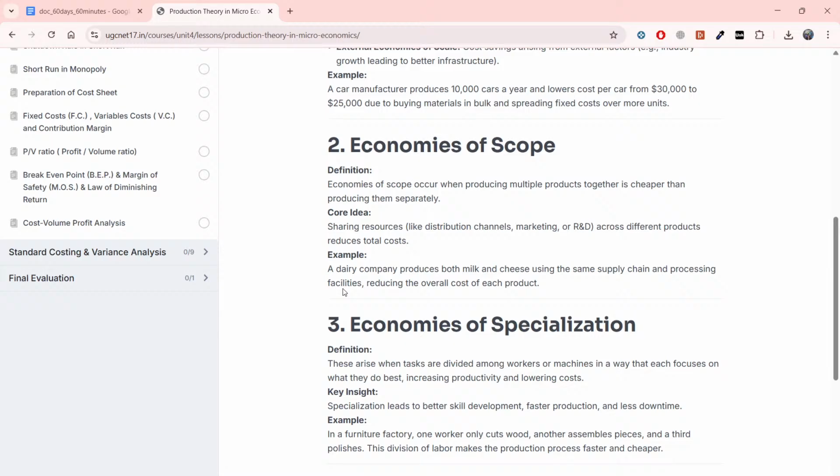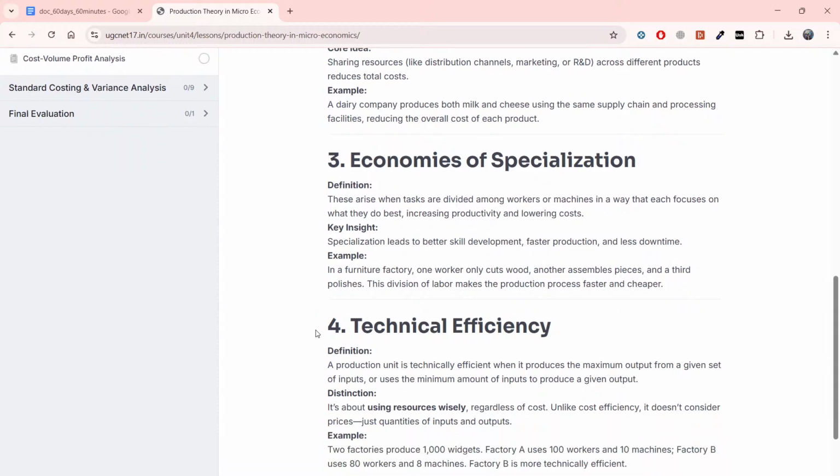Economies of specialization. These arise when tasks are divided among workers or machines in a way that each focuses on what they do best, increasing productivity and lowering cost. Specialization leads to better skill development, faster production, and less downtime. In a furniture factory, one worker only cuts wood, another assembles pieces, and a third polishes. This division of labor makes the production process faster and cheaper.